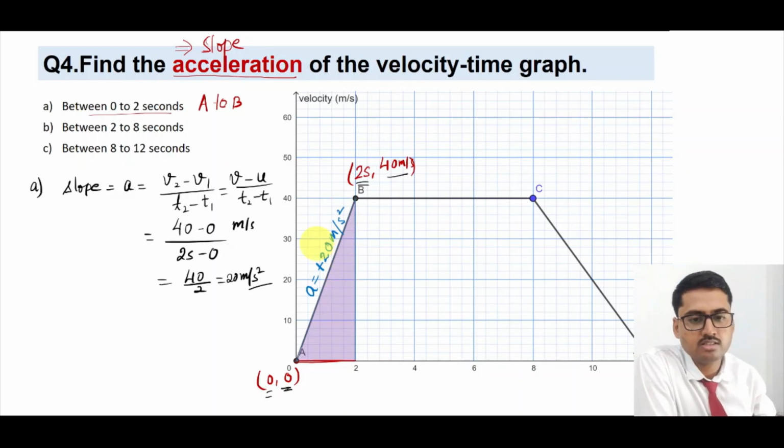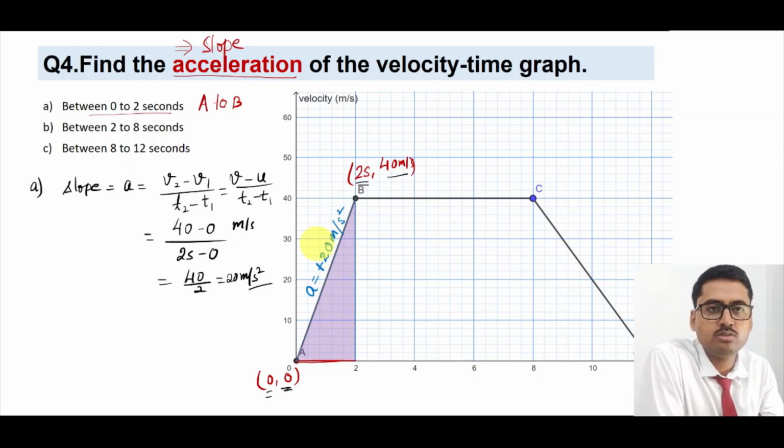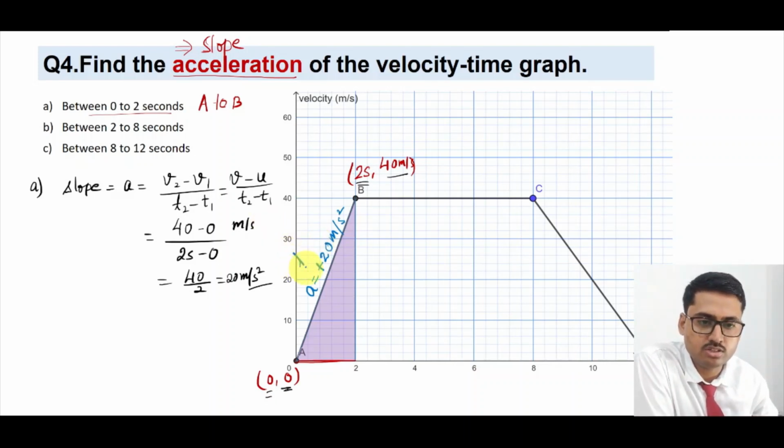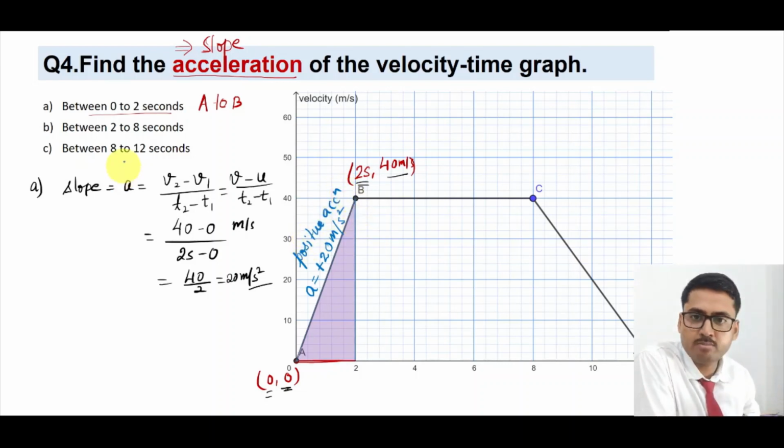Sometimes you think, okay, why is there a need to write the plus sign? Well, it is understood, but I always emphasize because children keep getting confused. When they don't write positive, they don't get the feel of it. So here it is not just 20, it is plus 20, which means that this is positive acceleration. This is positive acceleration.